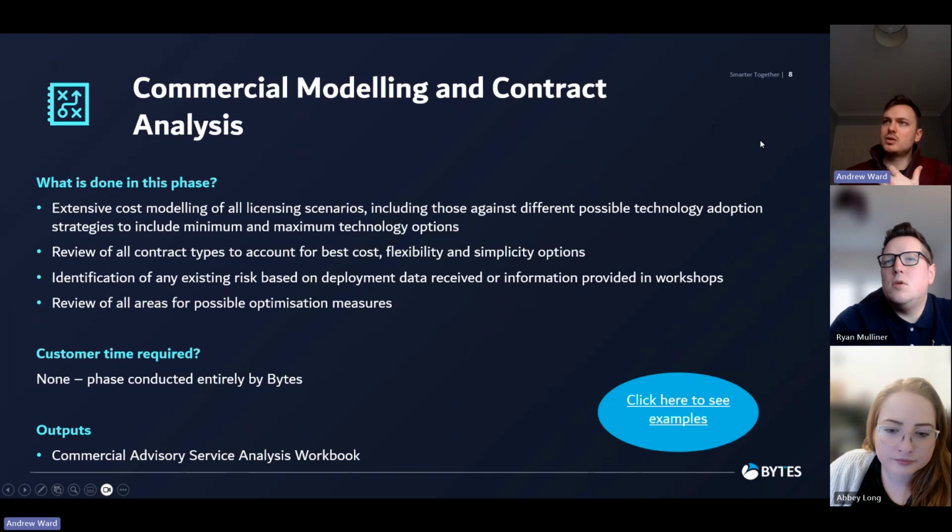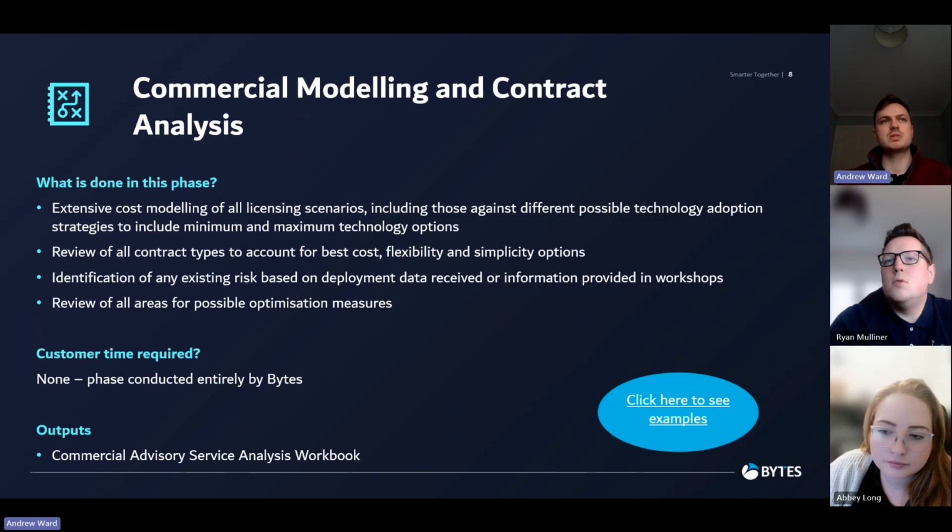So from a commercial modeling and contract analysis point of view, the benefit of being Bytes is that we've been a very significant partner to Microsoft for a long time. We understand Microsoft contracts, and we tend to understand the customer's needs that sit alongside that. So using all the information that we have from working with Microsoft and Microsoft customers, we're able to model out all licensing scenarios.